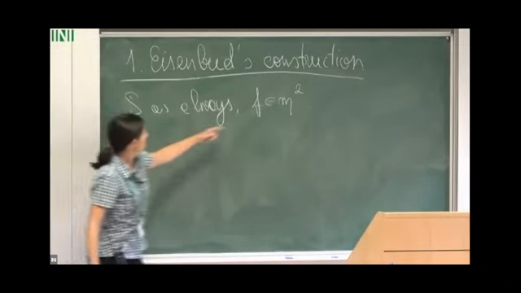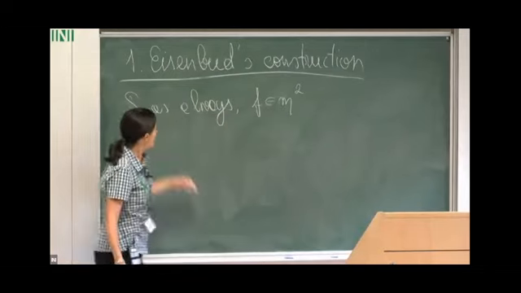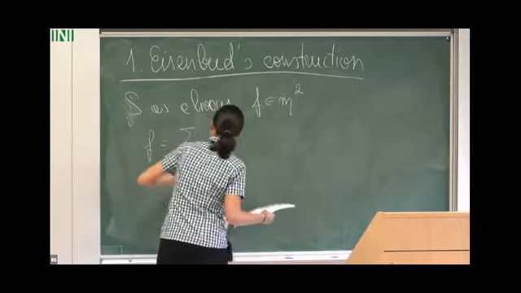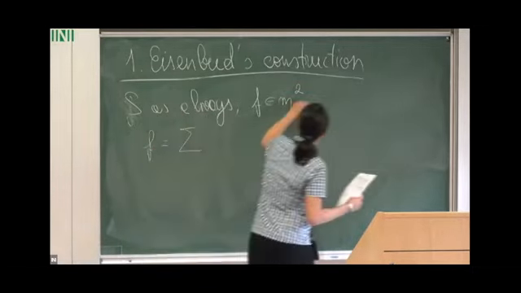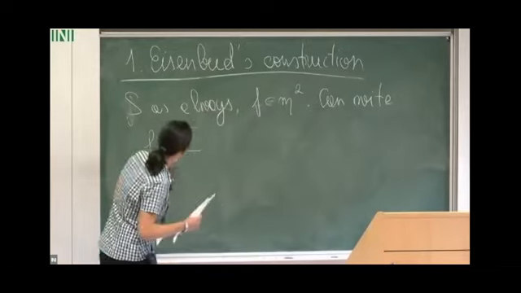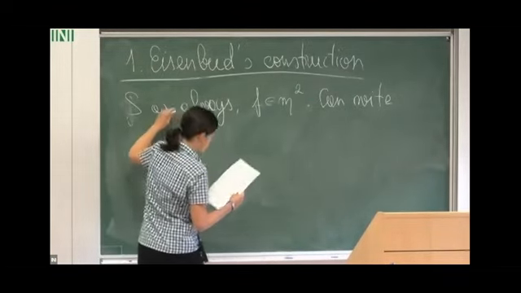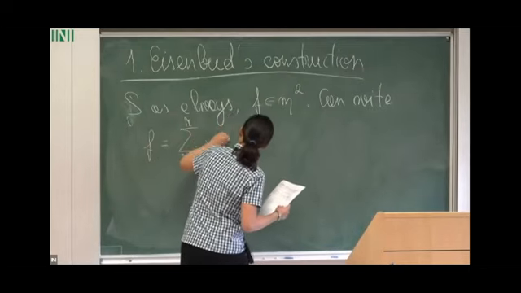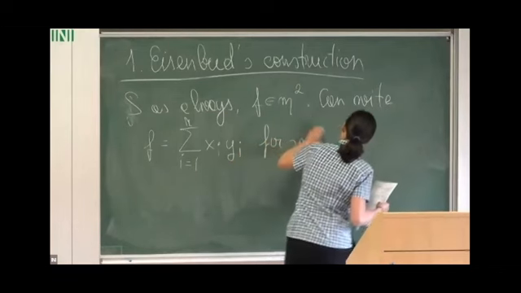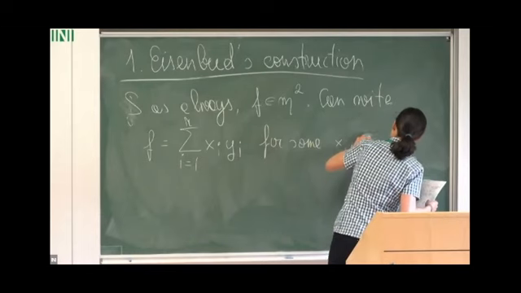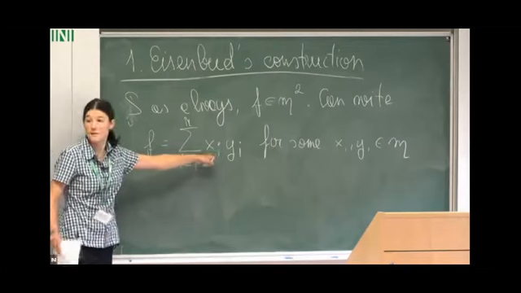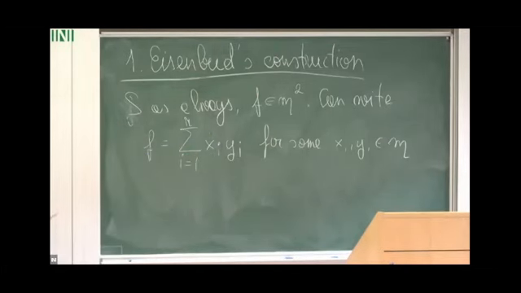And if we have something that is in m squared, then we can always write it as a sum of products, namely, this is in no way unique, but we can write it as a sum from i to r of x_i and y_i for some elements x_i and y_i in m. Important, this is not unique, so you can do many different of these sum decompositions.